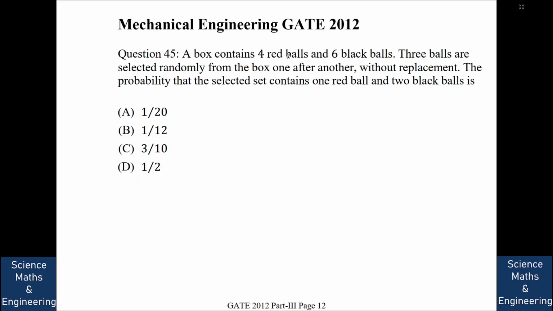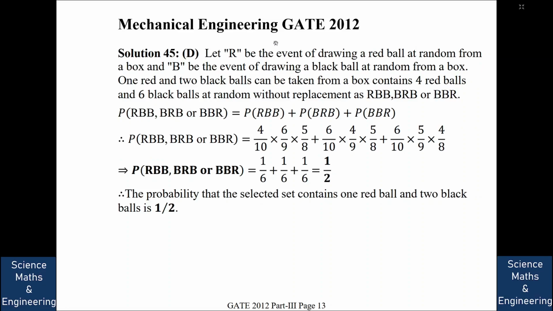A box contains 4 red balls and 6 black balls. 3 balls are selected randomly from the box one after another without replacement. The probability that the selected set contains 1 red ball and 2 black balls is, so this is a problem of probability, and here we are not replacing these balls. Okay, so see, let R be the event of drawing a red ball at random from the box and B be the event of drawing a black ball at random from the box.